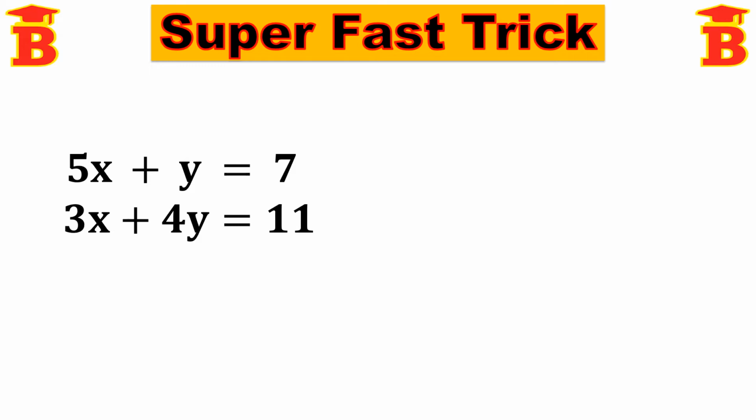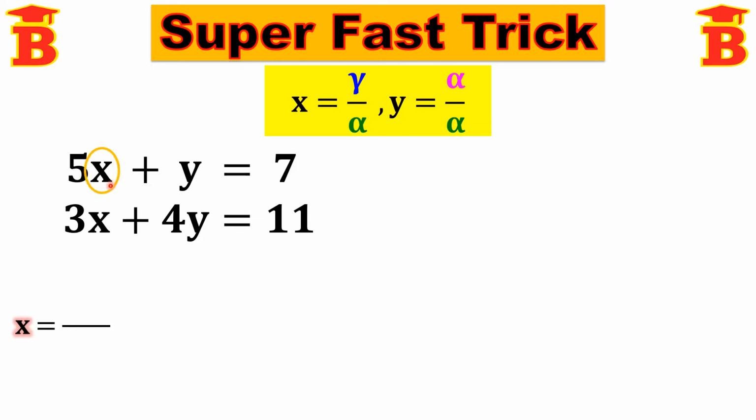There is a shortcut method. Using that we can write the answer immediately. So the shortcut method is x is equal to gamma divided by alpha and y equal to gamma divided by alpha. First we can write the answer for the variable x. So x is equal to gamma divided by alpha.